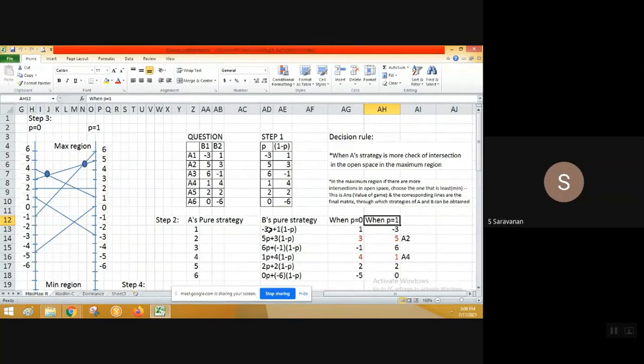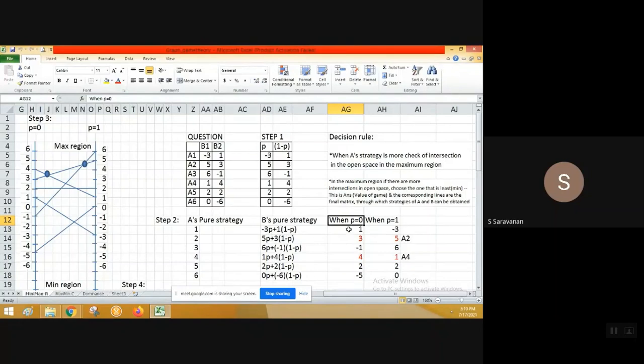This is the second column. The third column is when p equals 0. What will be the outcome of this equation? When p equals 0, you substitute p here. Minus 3 into 0 becomes 0. Here again I substitute p equal to 1.